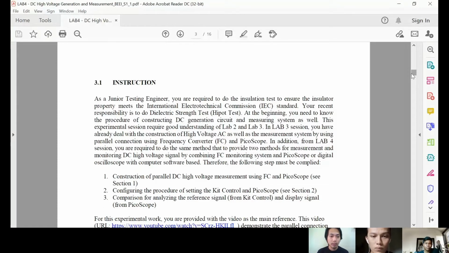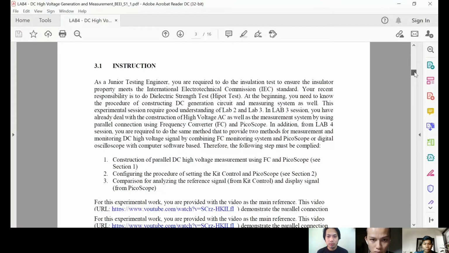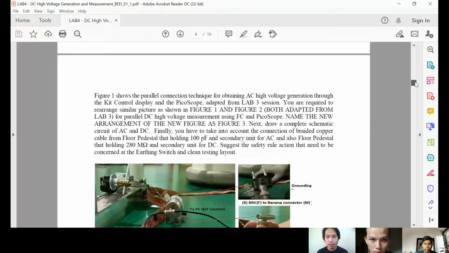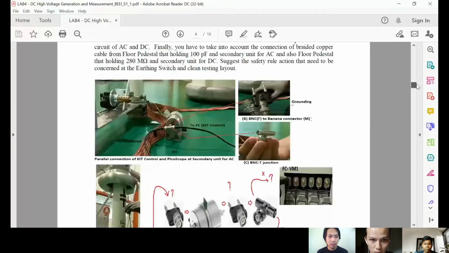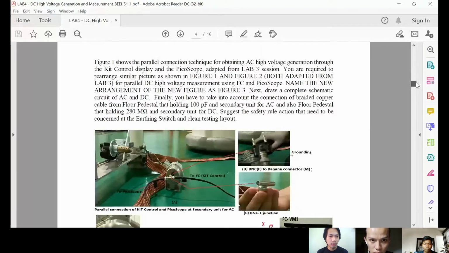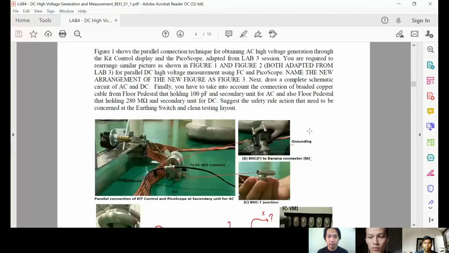This is required on the software. The first thing that I will introduce to you is how the connection will be constructed. So Ashraf, can you scroll down to section 1? As you can see, there is a figure that consists of the gate control, picoscope at secondary for AC shown in the previous step, the banana connector and the PN junction.